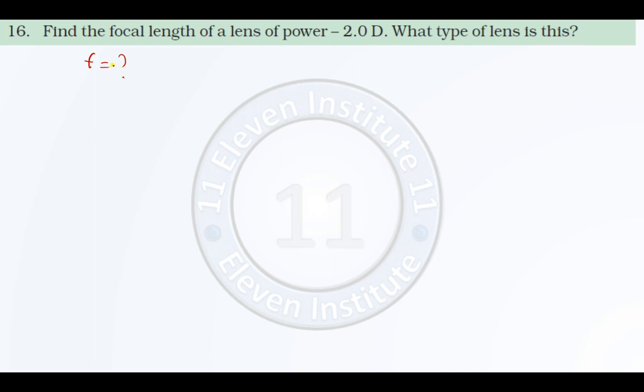This will take some time, but it will save your marks. Of a lens of power minus 2 diopters. So power is given minus 2.0 diopters. Now you will apply the formula P is equal to 1 upon F and you will look only over here. P is given to me. So instead of P I will write minus 2 and this will be 1 upon F. Fine. I hope this is clear to you. Now this F will go over there and this will be like this. Now 1 upon minus 2 will give me minus 0.5 meters.